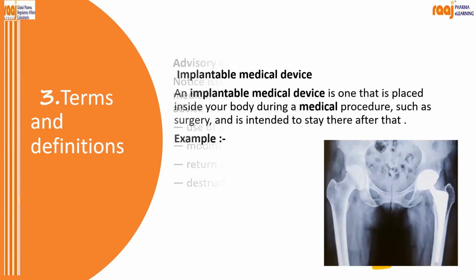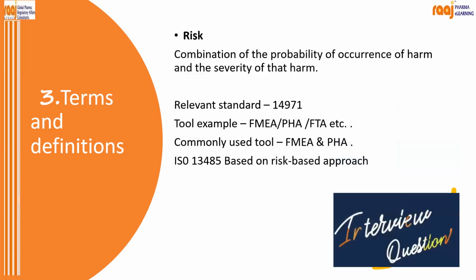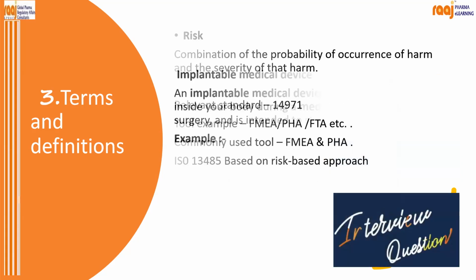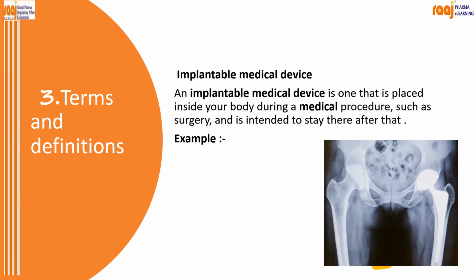Yes, ma'am. Correct. So, coming to the next definition: implantable medical device. You can read this also. An implantable medical device is one that is placed inside your body during a medical procedure, such as surgery, and is intended to stay there after that. It's like any bone surgery. Plates also may be inserted. You might have seen a hip implant, right?